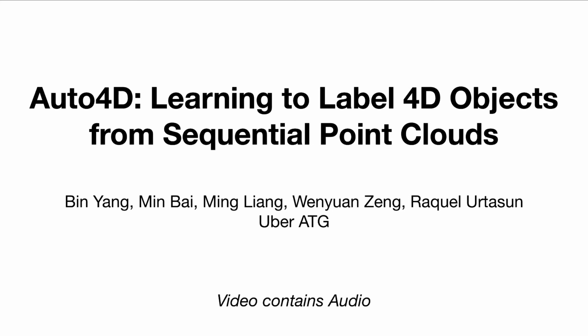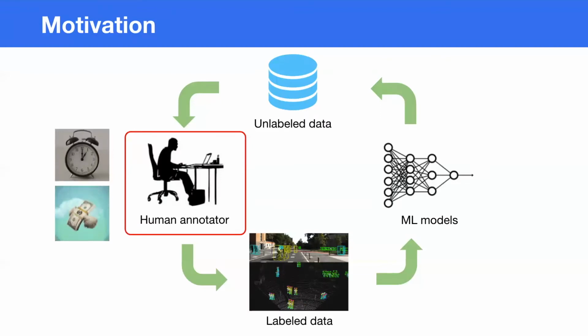Hi, we introduce Auto4D, an automatic labeling pipeline that learns to generate 4D labels from sequential point clouds. The traditional workflow for developing ML models in the context of self-driving requires large amounts of human annotations to generate high-quality labels. However, producing these annotations is a tedious, time-consuming, and expensive process.